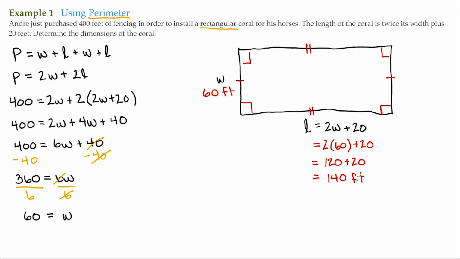Now we're going to go ahead and check that. So I have the perimeter. That's equal to 2W, and W is 60, plus 2L, and L is 140. 2 times 60, that's 120. And 2 times 140, that's 280. And 120 plus 280 is indeed 400. So it seems like it checks out.